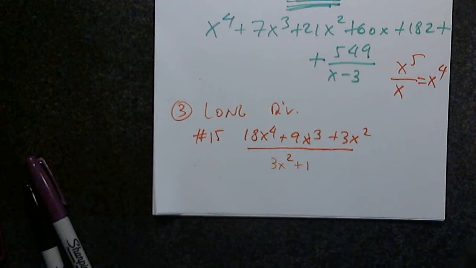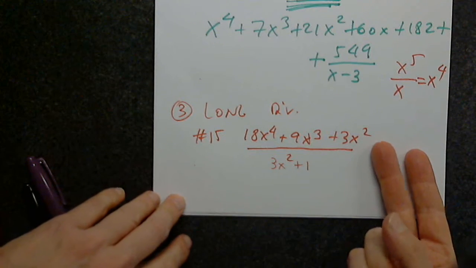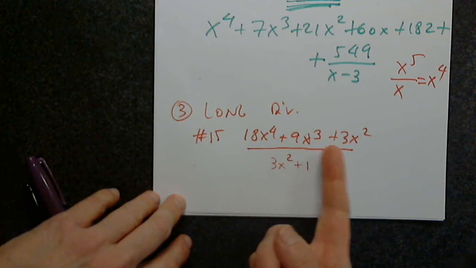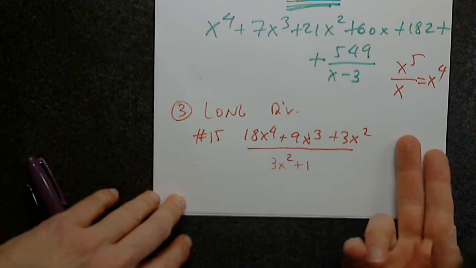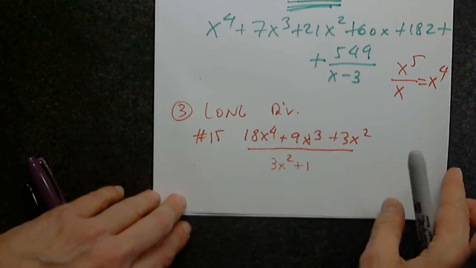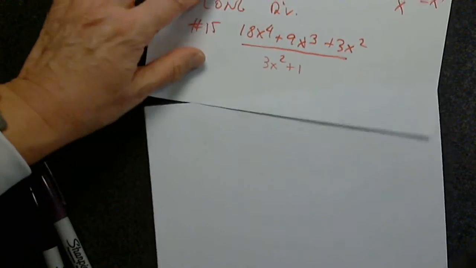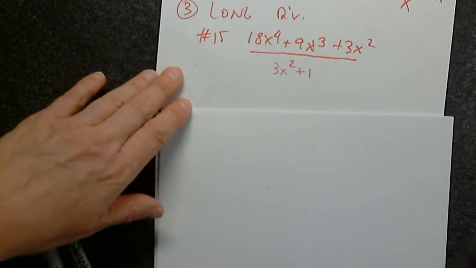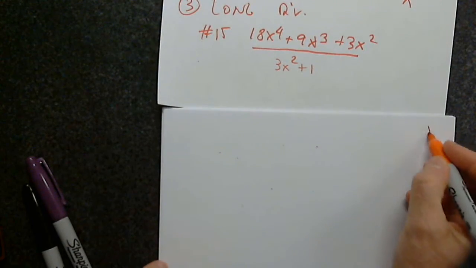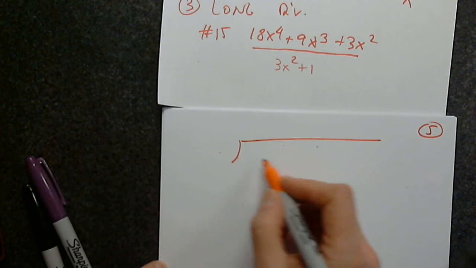So in this case, both are in descending order. No missing terms. There are, but at the end, so I don't have to worry about the end. Degree 4, degree 3, degree 2: 2 are missing, but they're at the end, so I'm fine. So there is nothing else but the long division for this. So let's start the algorithm.